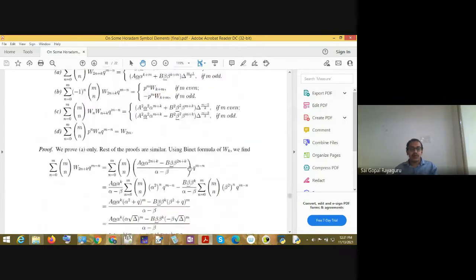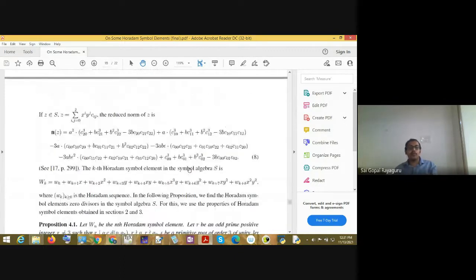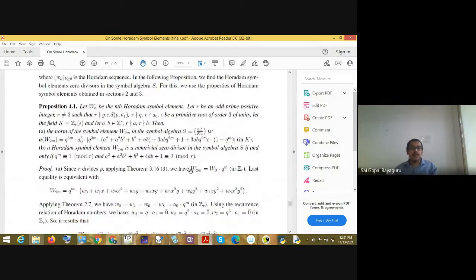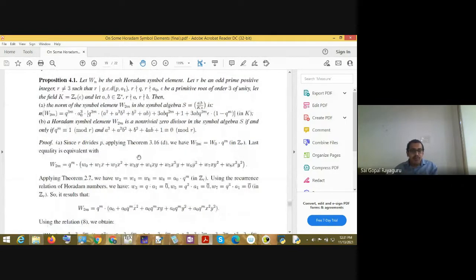In the proof of the proposition I mentioned in the last slide, certain properties were used that were defined in the previous sections of this paper. Certain identities have been defined that are used to prove the result for the non-trivial zero divisor condition.